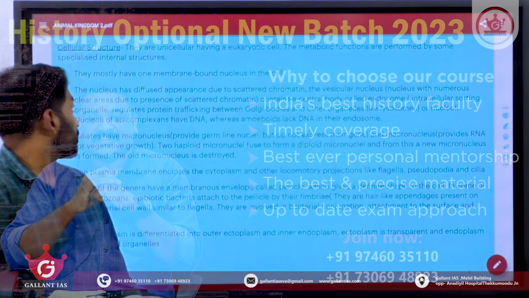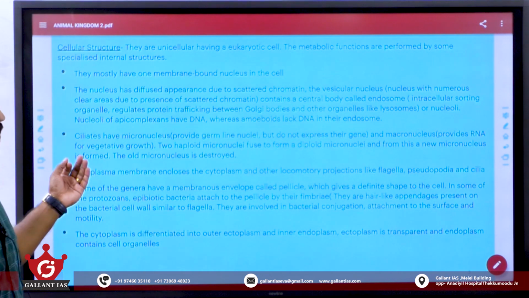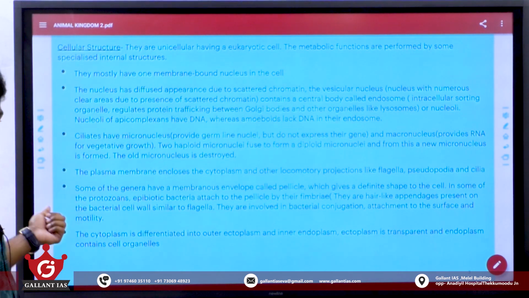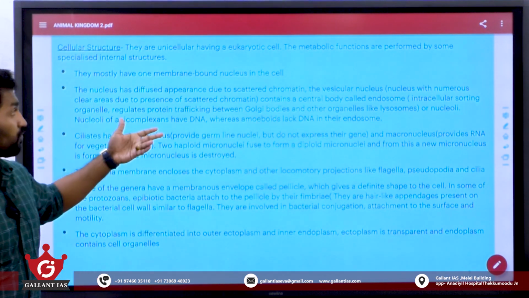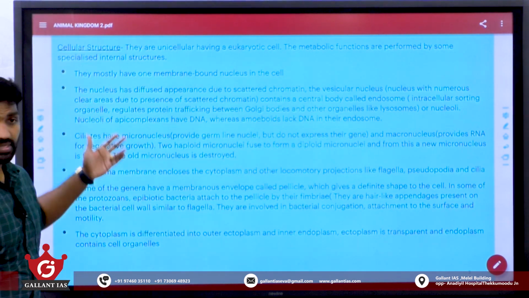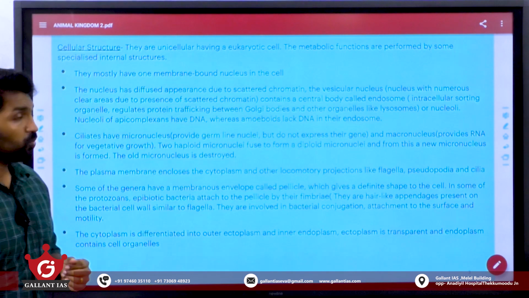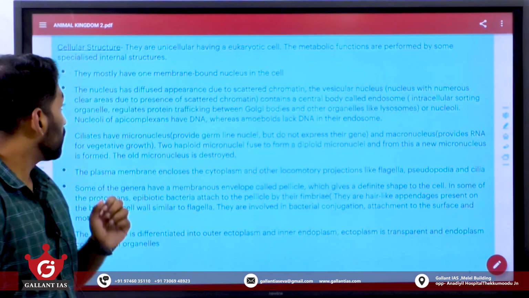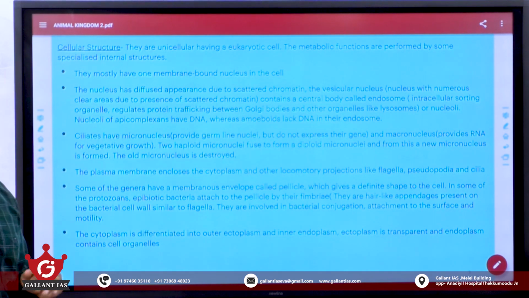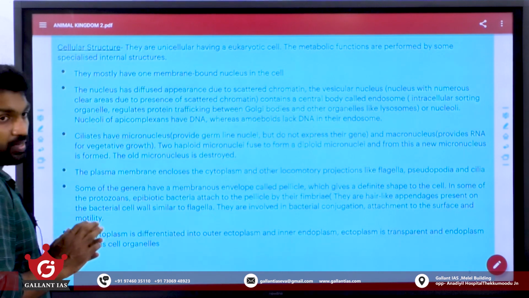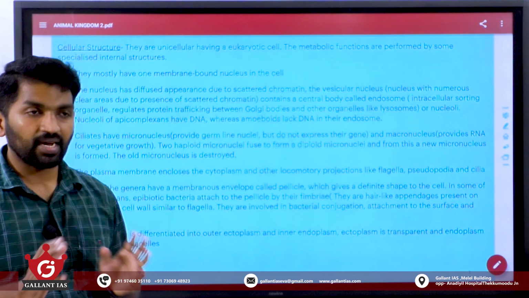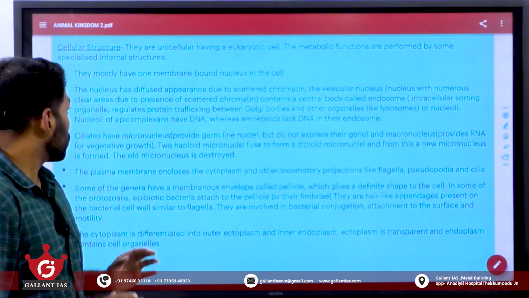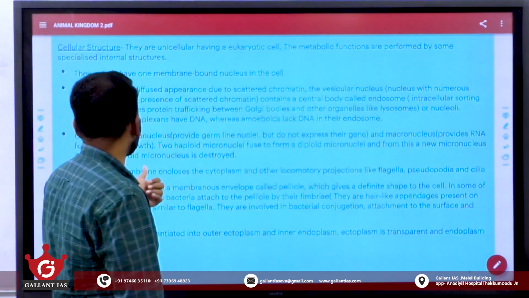Now cellular structure. They are unicellular, having a eukaryotic cell. They are primitive organisms, the first of the eukaryotic cells that we have. The metabolic functions are performed by some specialized internal structures. They mostly have a membrane bound nucleus in the cell. That is one difference that we will be looking at. The nucleus is not free. In primitive organisms generally the nucleus is free, scattered in the cytoplasm. But protozoa have a membrane bound nucleus in the cell.